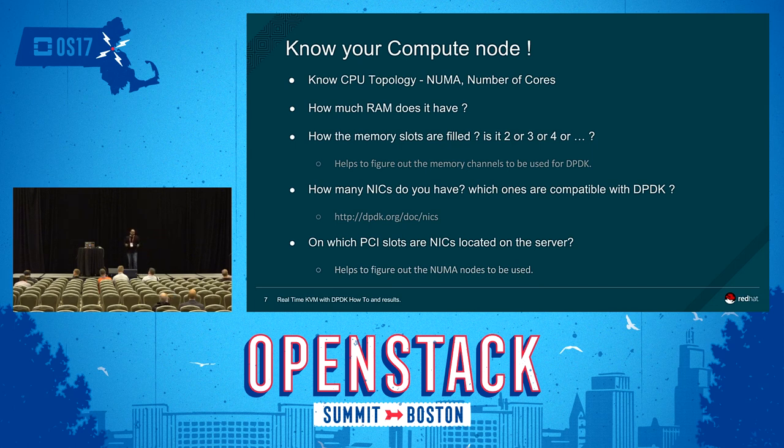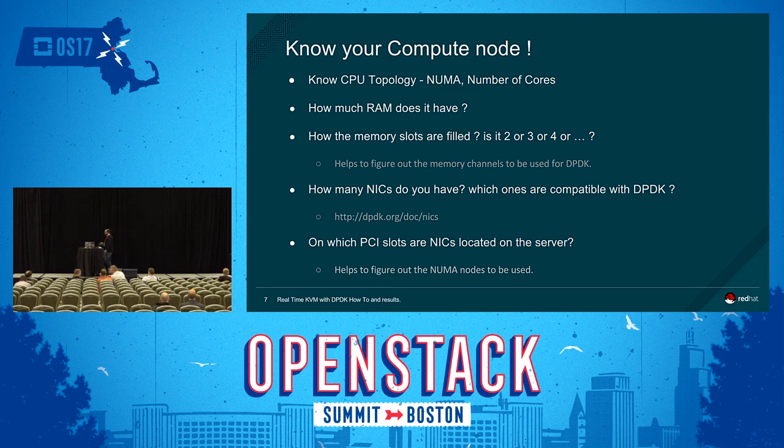Some of the hardware has that information in its manuals, or you can run a couple of commands and get those things out. And then how many NICs, network interface cards, do you have? Are they compatible with DPDK? You can actually check. The DPDK site link is given there. You can go there, check what is supported and what is not supported. And the last thing you have to know is where your NICs are located on your motherboard.